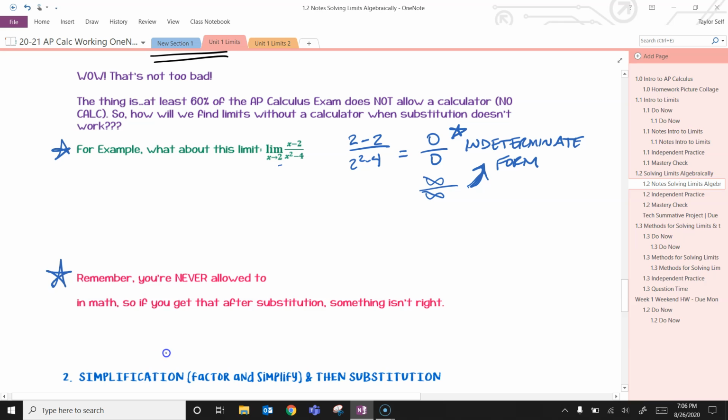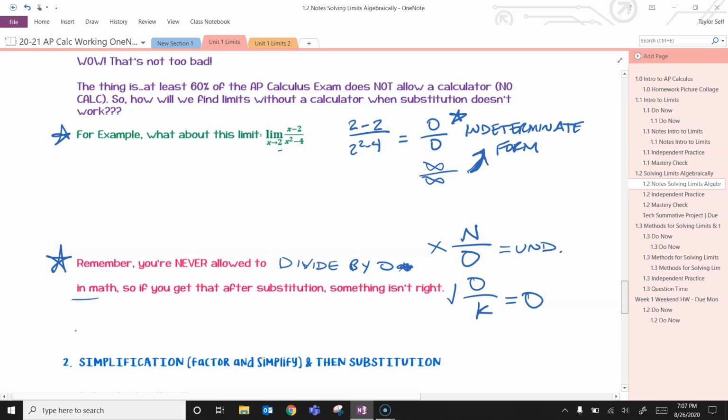Remember, you are never allowed to divide by 0 in math. You are never allowed to divide by 0 in math. In order to remember that, I like to think of it like this: No. N-O. No dividing by 0. If you divide by 0, you get undefined. And it's okay to have 0 on top. If you have 0 on top, you just get 0. That's okay. Cool? All right, let's keep going.